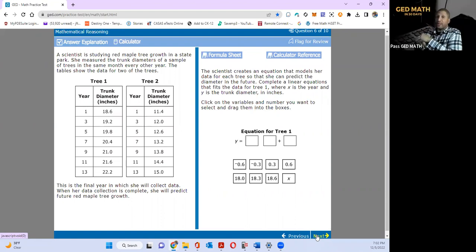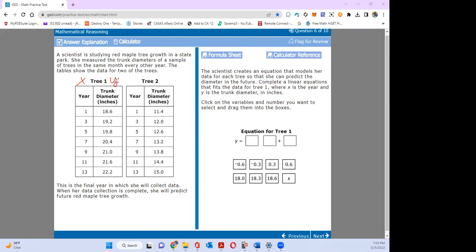let's read the question. The scientist creates an equation that models the data for each tree so she can predict the diameter in the future. Complete a linear equation that fits the data for tree 1, where X is the year and Y is the trunk. So identify what you know. Again, we're identifying what we know. This is my X, this is my Y. How many points do I need to find the slope? 2. I don't care what 2 you use, right?